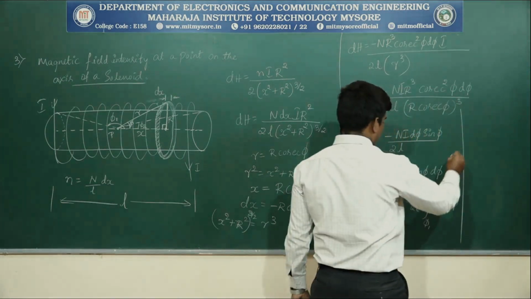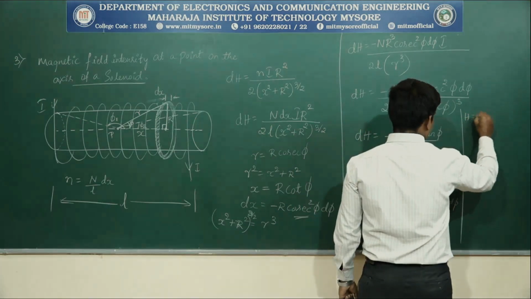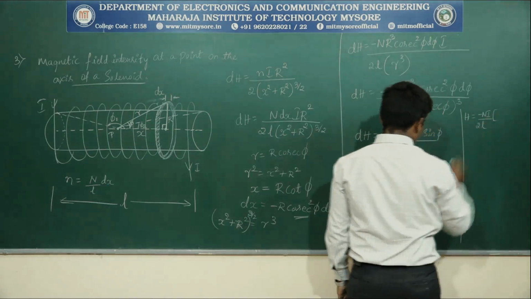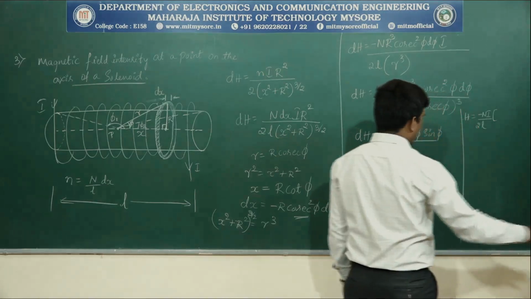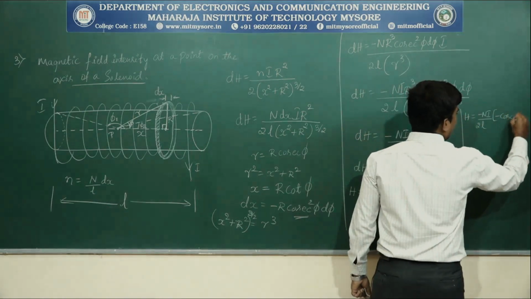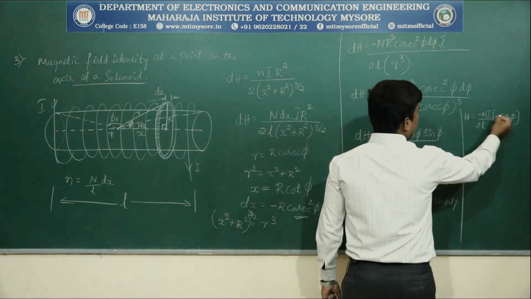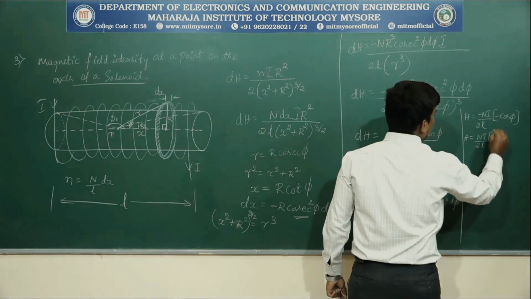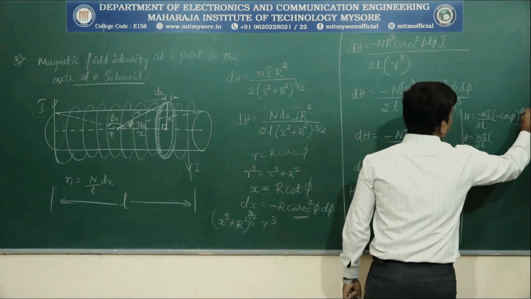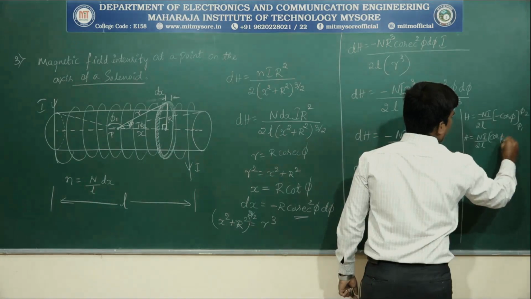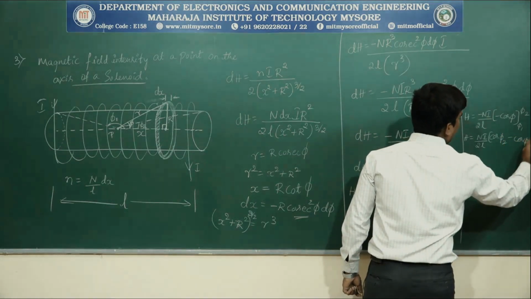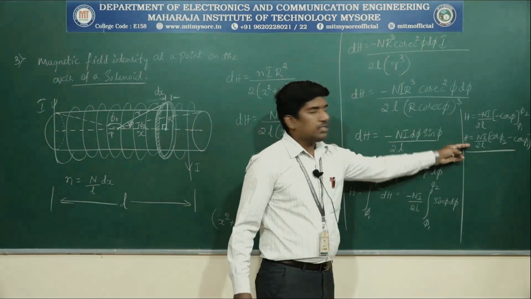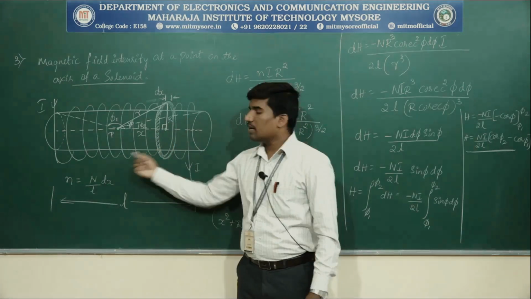After integrating this, what are we going to get? H is equal to minus n into I divided by 2L. Integration of sin phi is minus cos phi. Minus into minus is plus. H is equal to n into I divided by 2L, from phi 1 to phi 2, so cos phi 2 minus cos phi 1. This is the overall equation for magnetic field intensity due to a solenoid of length L.